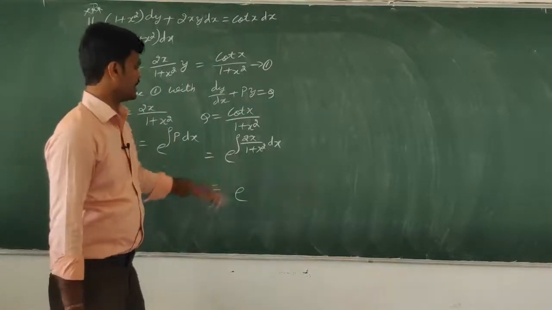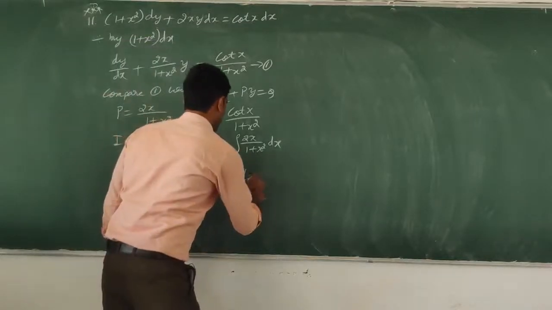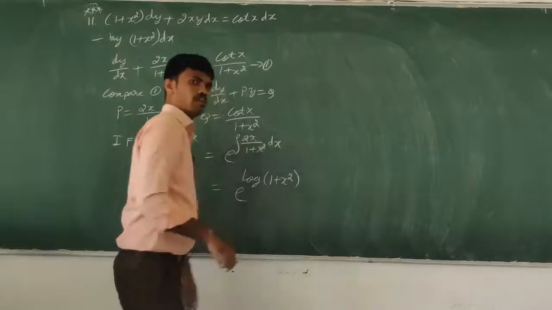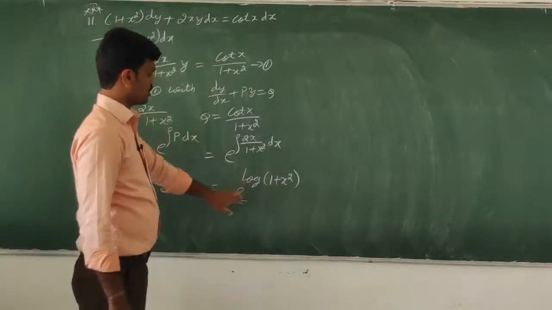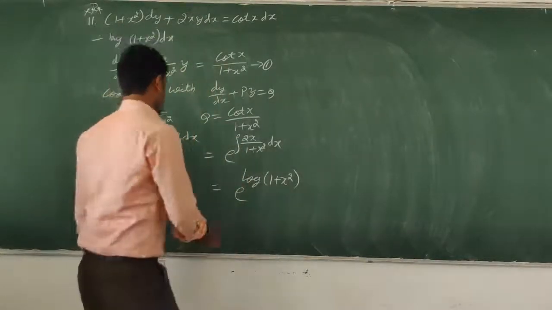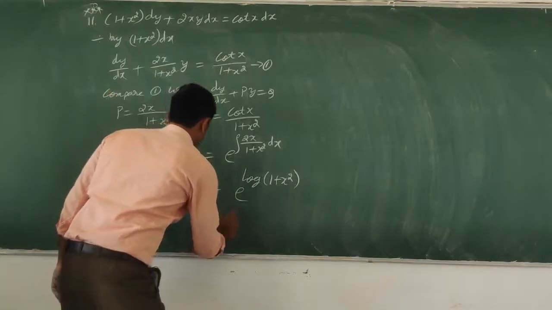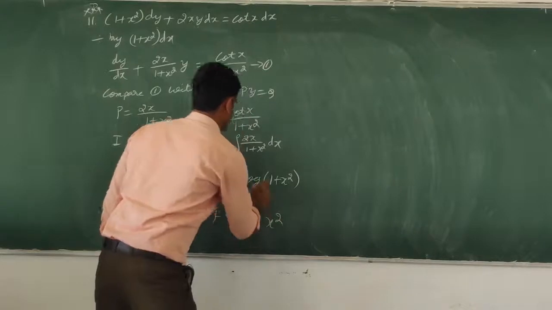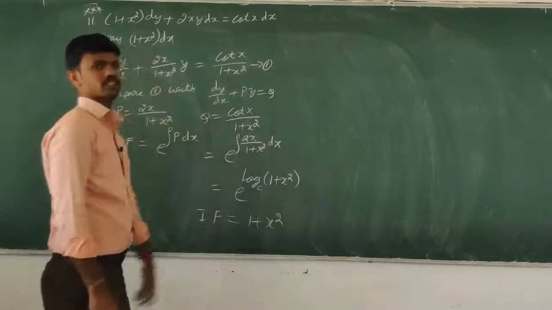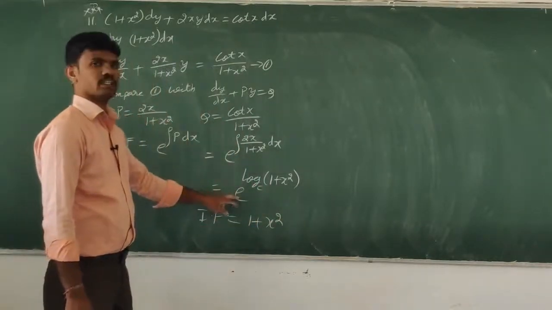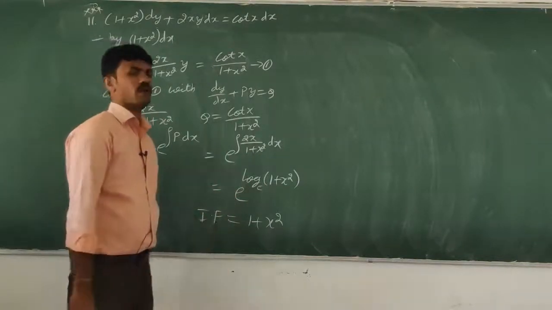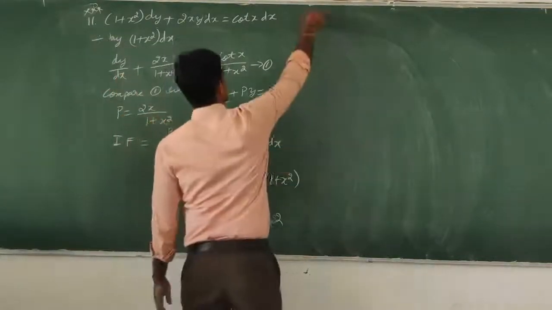So integration of this one is log of f of x, and here f of x is nothing but 1 plus x square. Now the exponential and log, those two get cancelled, because both have the same base. Remaining is our integration factor, 1 plus x square. That is our integration factor.